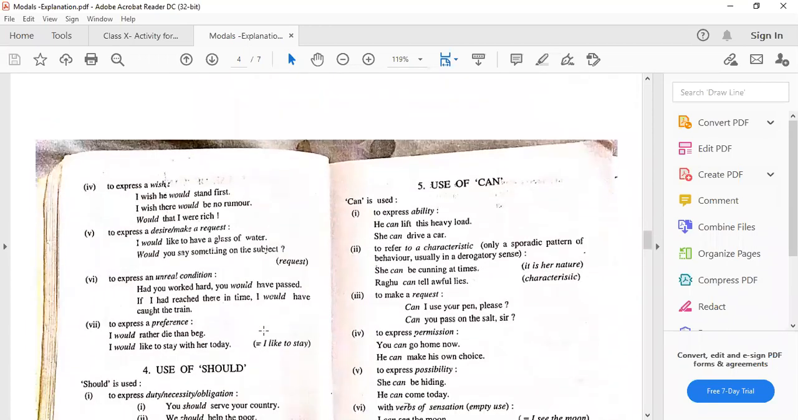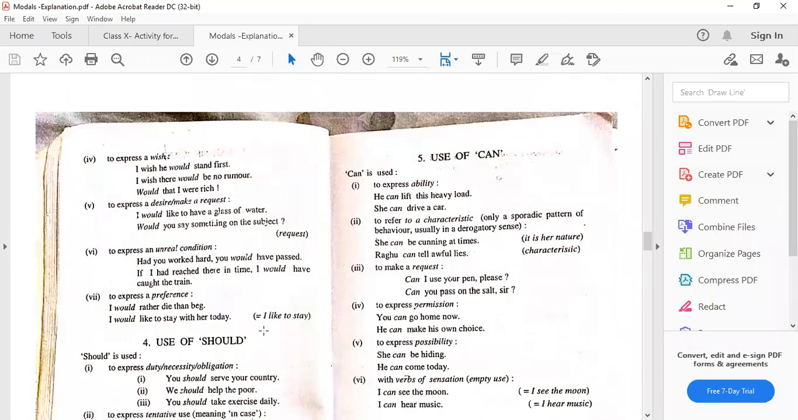Next is coming to the use of can. Can is used to express ability. आप में किसी चीज़ की ability है, योग्यता है, आप कोई काम कर सकते हो, काबिल हो किसी काम के लिए, for that you can use can. He can lift this heavy load. She can drive a car.